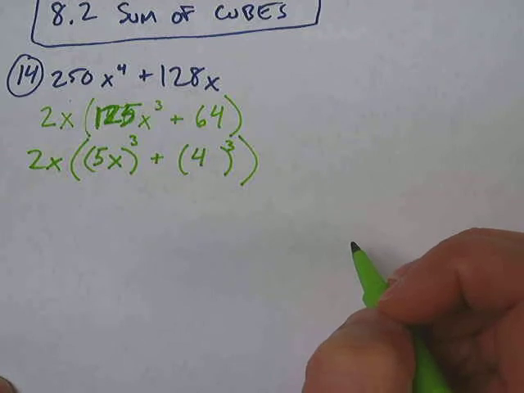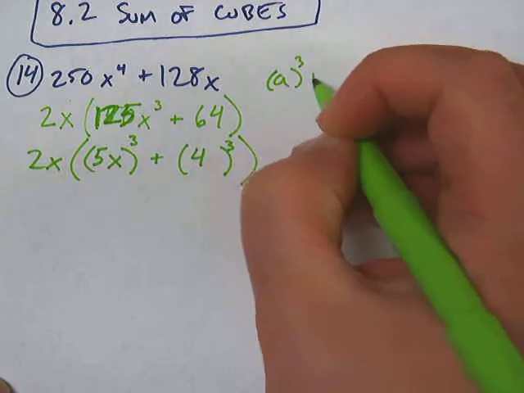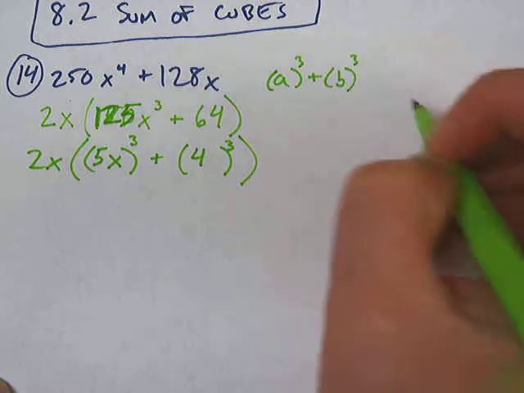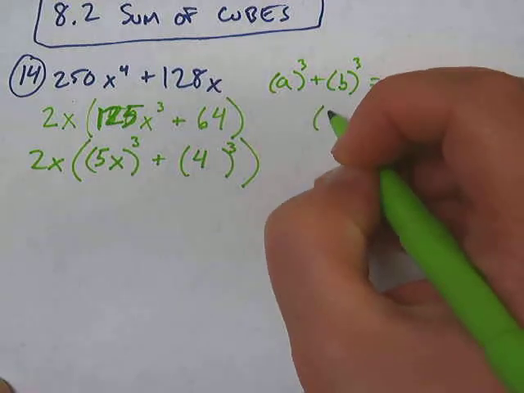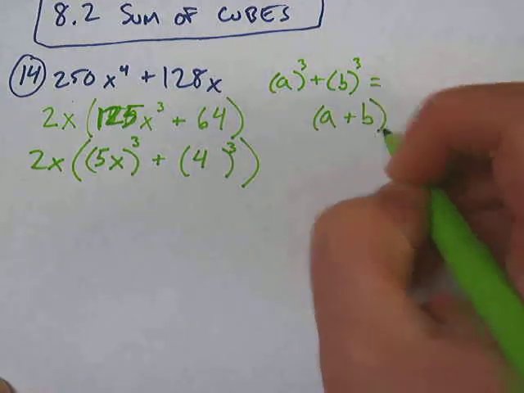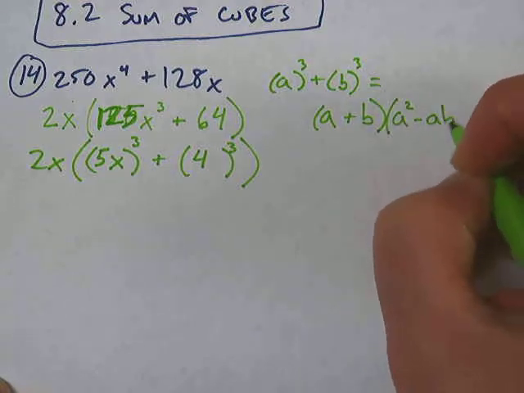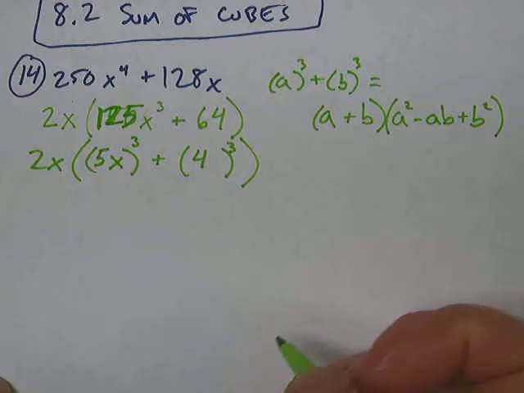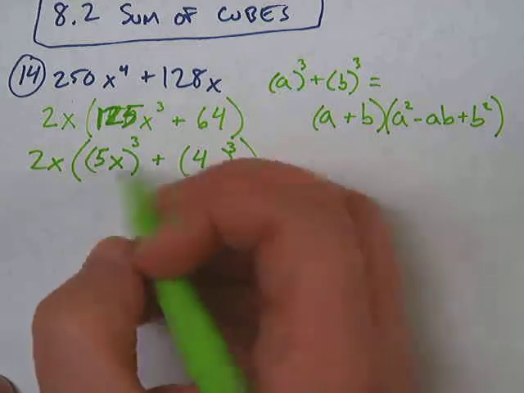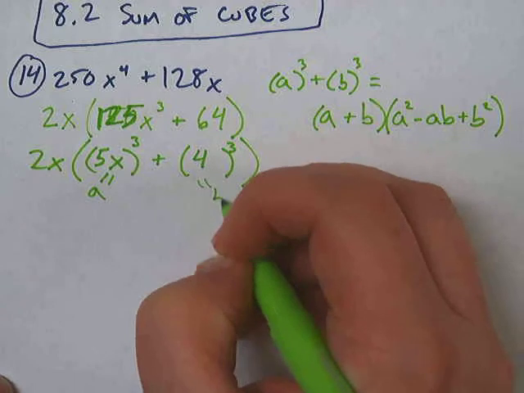Alright, so now we need to remind ourselves of our difference of cubes formula, or sum of cubes formula. So if we have something cubed plus something else cubed, that's going to be equal to that thing, so a plus b added up, times a squared minus ab plus b squared. So that's our sum of cubes formula. So now we have to identify which of these things is a and b. So this one, 5x is a, and 4 is b.